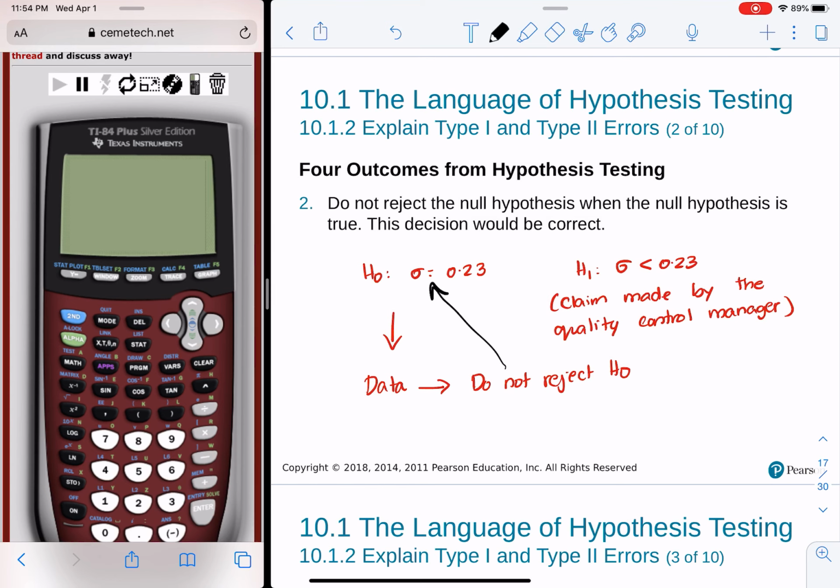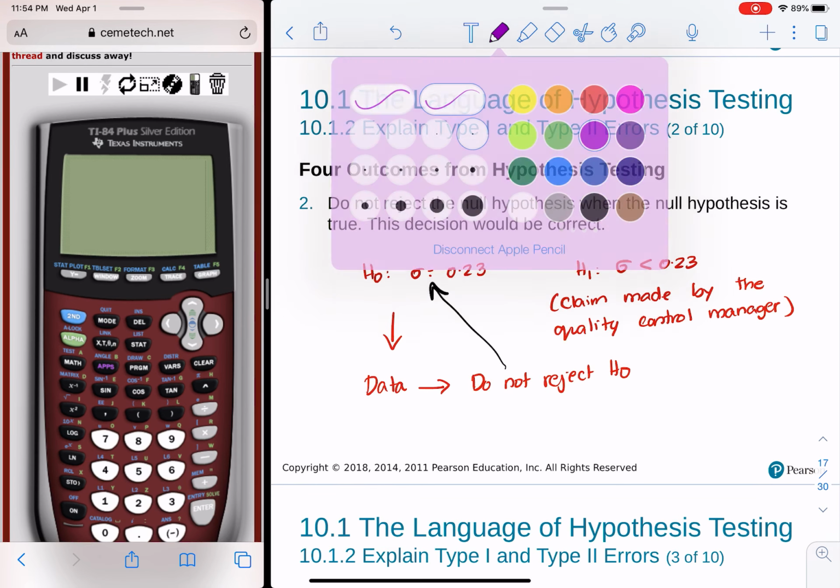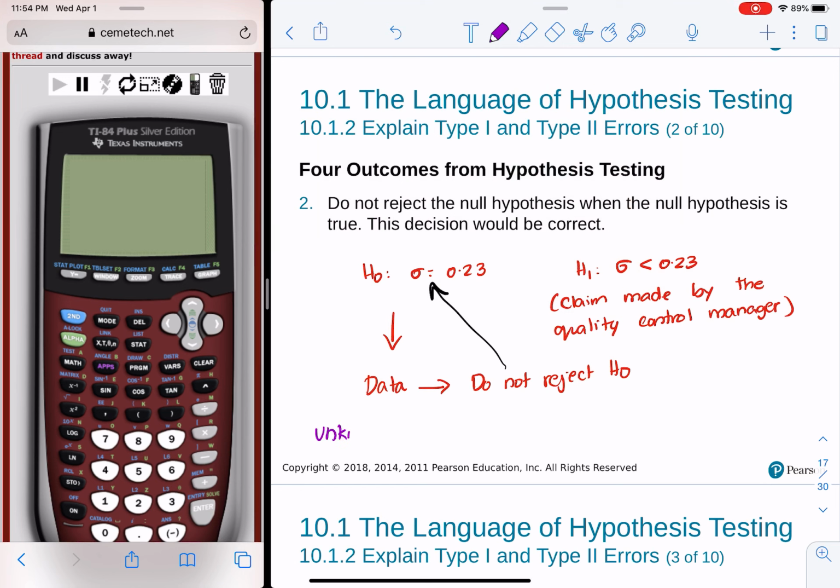What if the unknown truth actually is the statement in the null? Then we are in agreement with the unknown truth. So we made the right judgment, so we did not make a wrong decision. So no error was made.